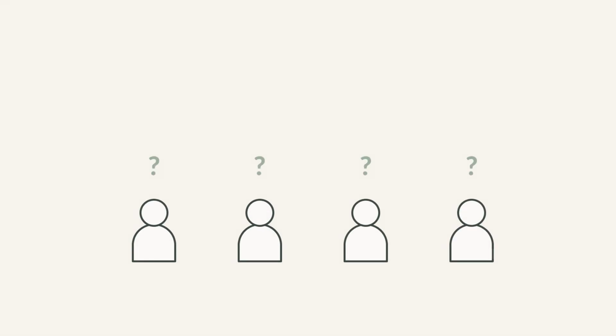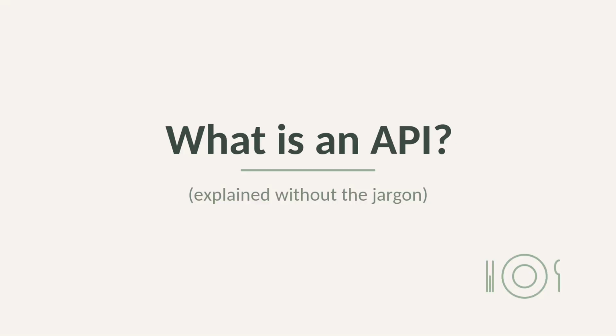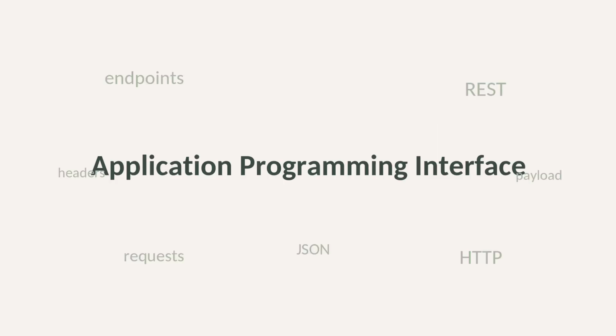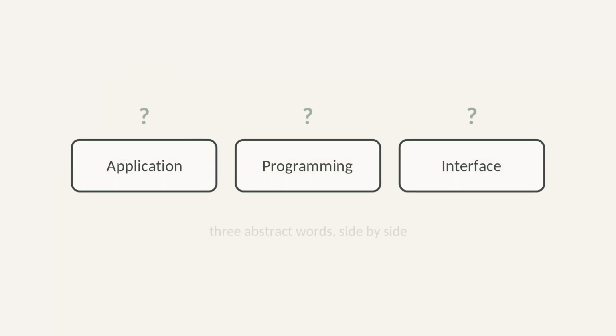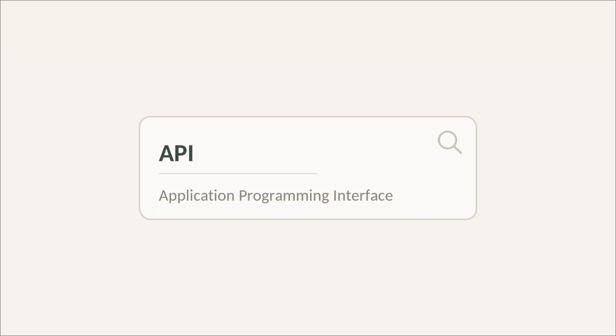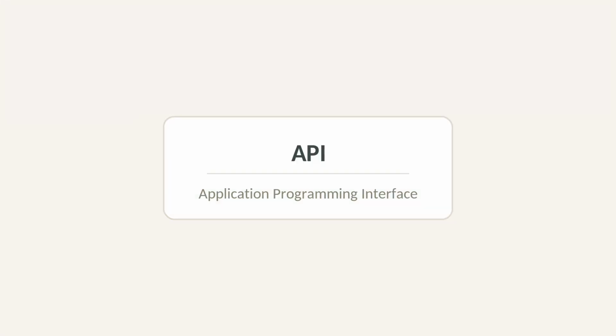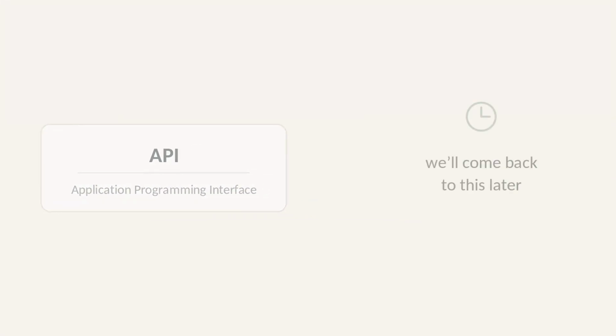By the end of this video, you'll understand what an API is, and you will be able to explain it to others. Here is why it feels confusing. The definition says API stands for Application Programming Interface. Okay, that explains nothing. It's just three abstract words placed next to each other that you now feel like you're supposed to understand. So let's put the official definition aside for a minute. We'll come back to it at the end, and I promise, by then, it will actually make sense.